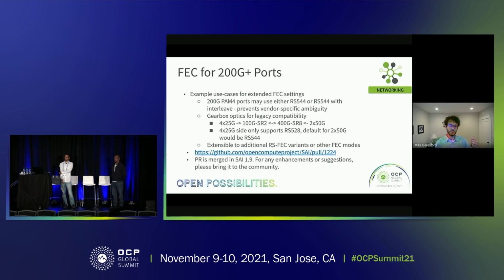The pull request that was used to add these settings is listed here, so you can follow this link if you would like to see the details of the pull request, and it is merged as part of the SAI 1.9 specification. So if you have any enhancements or suggestions, please bring them to the SAI community at the weekly SAI community meetings or pull requests, or send an email to the mail list. With that, I think I will hand this back over to Jai and Kishore for the closing of this session. Thank you.